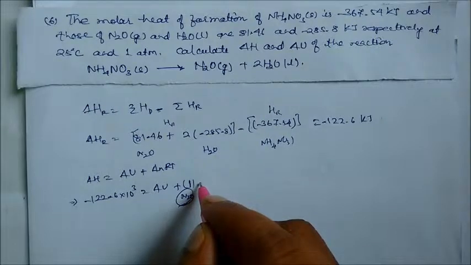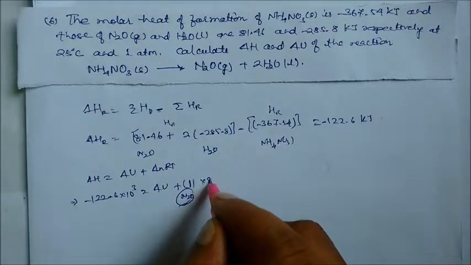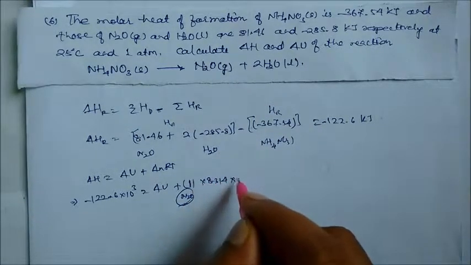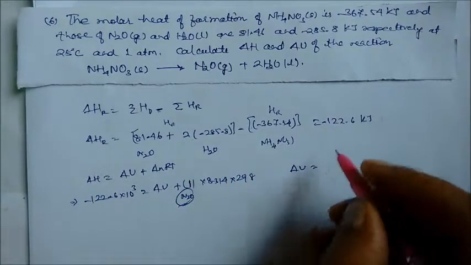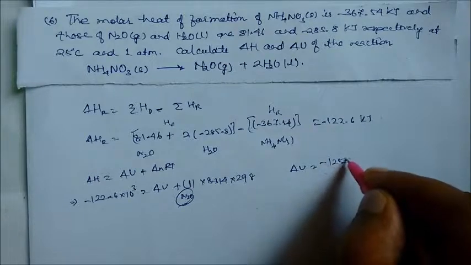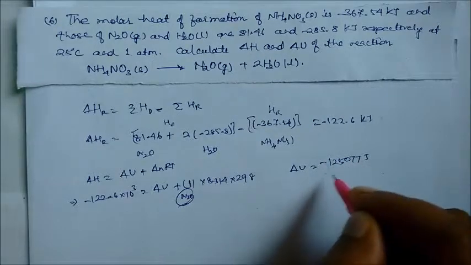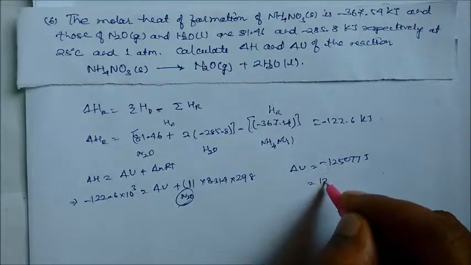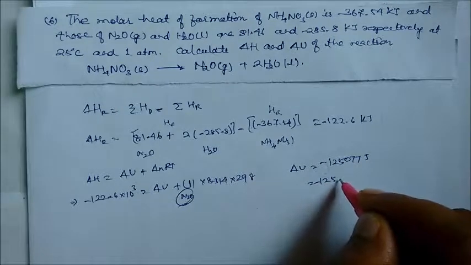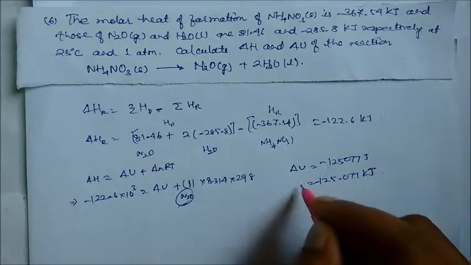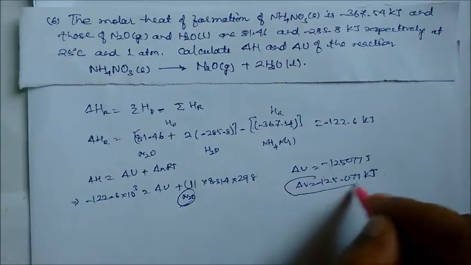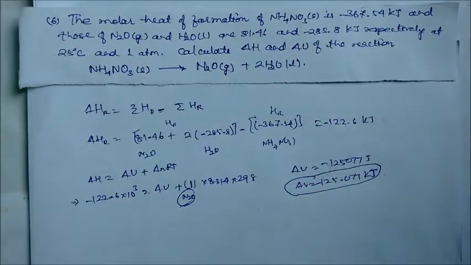And then R is how much? R will be 8.314 and temperature is 298 Kelvin. So we can find out delta U will be minus 125077 joule, or we can write here minus 125.077 kilojoule. So this is the internal energy of the reaction.